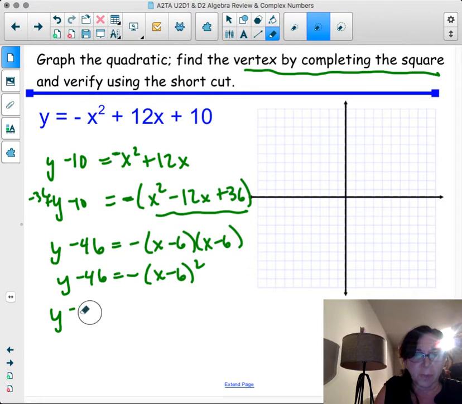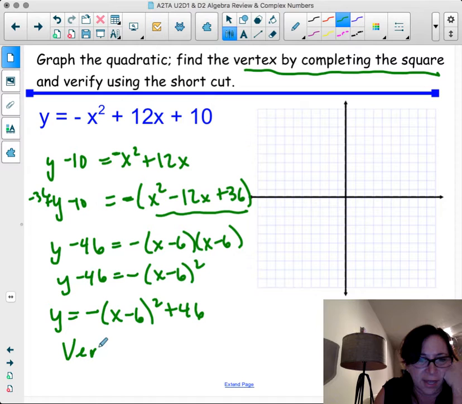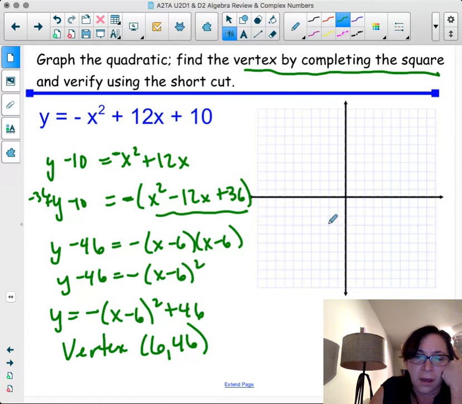I'm just going to move the 46 to the other side. And so I'm going to get y is equal to negative x minus 6 quantity squared, and then add 46. So that my vertex is going to be positive 6 and positive 46. So 6, 46, we'll just say that's way, way up here. So let's say that's 46. My y-intercept is 10, which if that's 46, we'll say 10 is way down here.